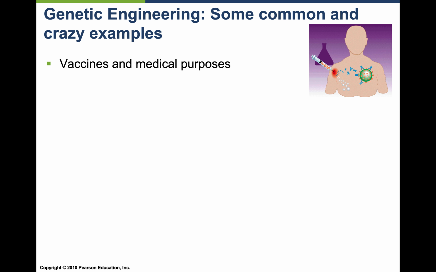So genetic engineering, right? I'll give you some common examples and then maybe some crazy examples. So one is vaccines. Vaccines are literally just engineered, generally weakened viruses that are injected that prop up your immune system, that cause an immune response without making you sick.